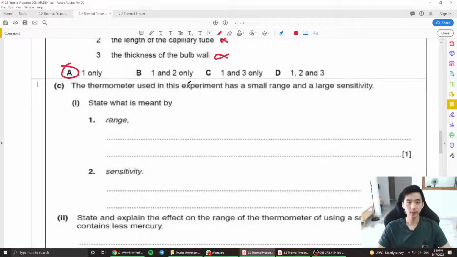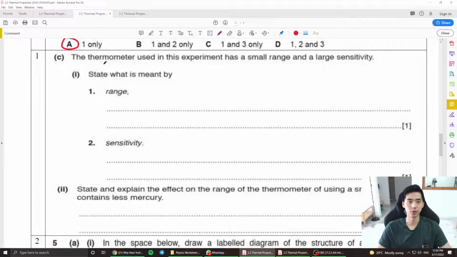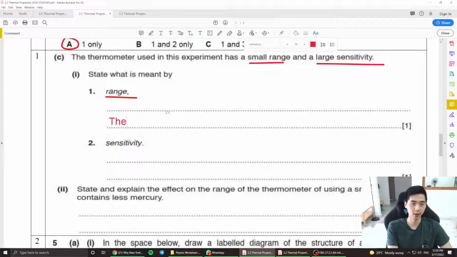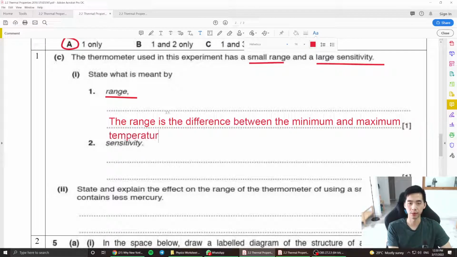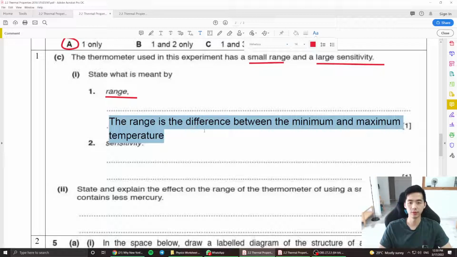Alright. Then looking at this next question here, a thermometer used in this experiment has a small range and large sensitivity. State what is meant by the range. The range is basically the minimum temperature to the maximum temperature, right? So if I were to write this down, it would be something like: the range is the difference between the minimum and the maximum temperature here.